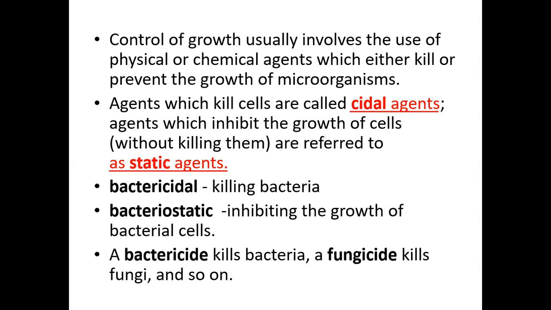Control of growth usually involves the use of physical or chemical agents, which either kill or prevent the growth of microorganisms. So, if an agent kills the cell, we call it a cidal agent. If the agent prevents the overgrowth, we call it a static agent. For example, bactericidal, bacteriostatic, and like that.